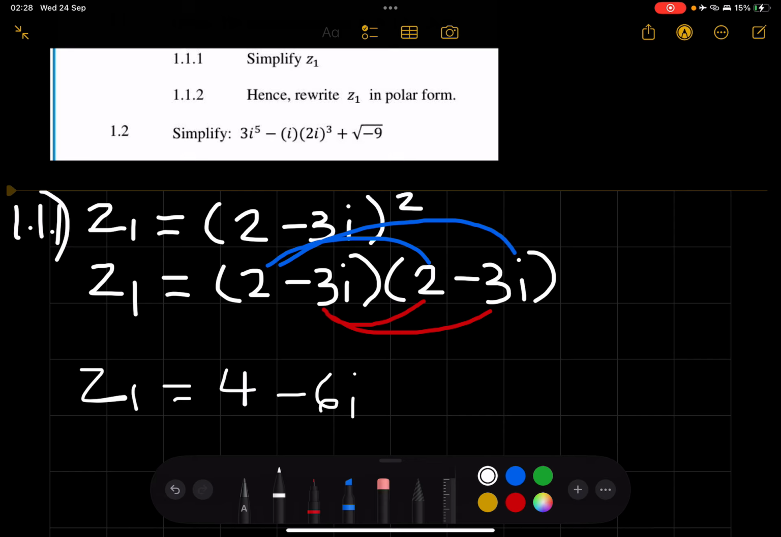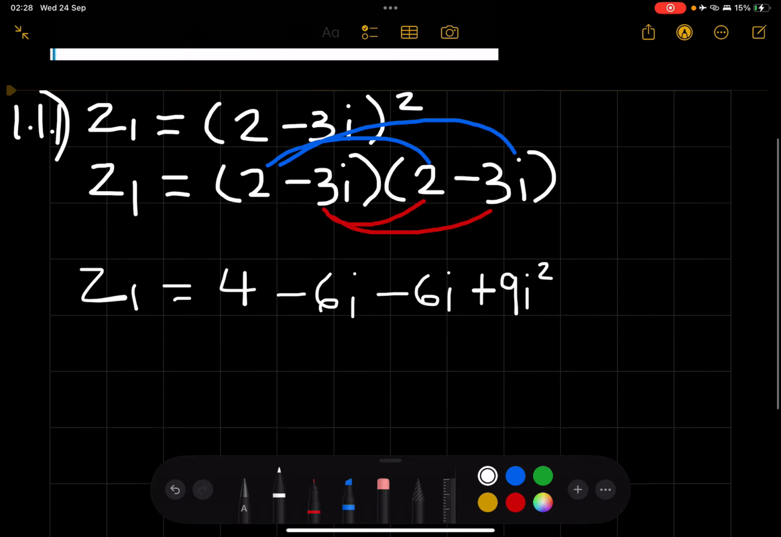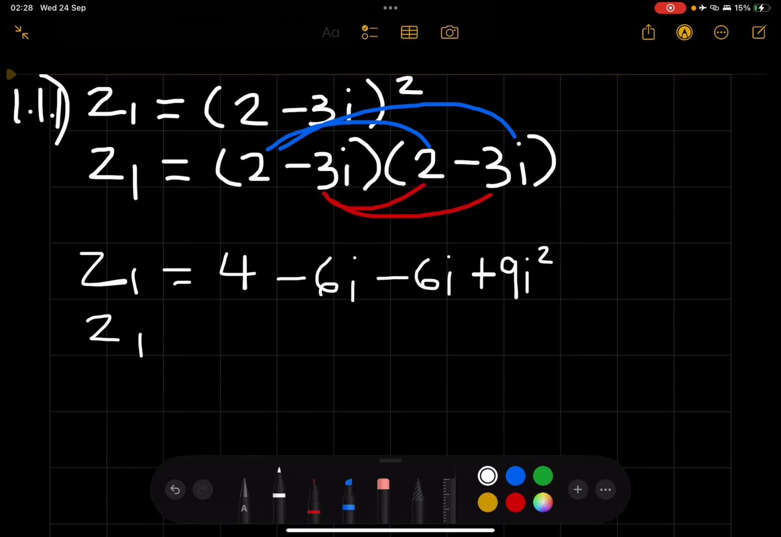And then we go to the red now. Negative 3i multiplied by 2 is negative 6i. Then negative 3i times negative 3i is positive 9i squared. Right. And we need to remember that i squared is basically minus 1, right? So let's now add like terms. Z1 will be equal to 4 minus 12i, because minus 6 and minus 6 is minus 12.